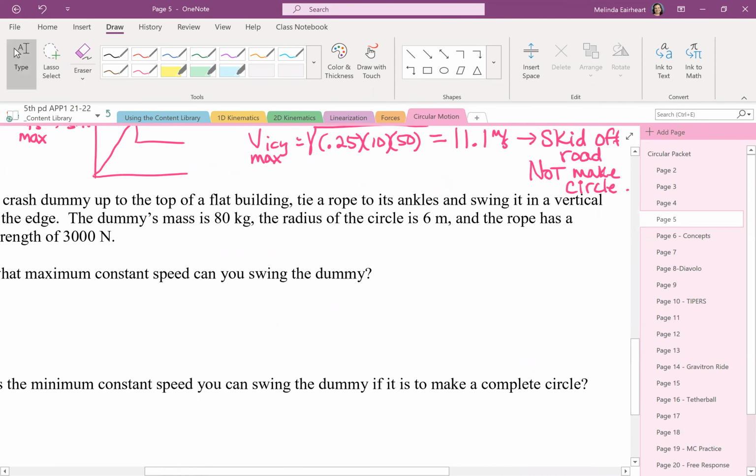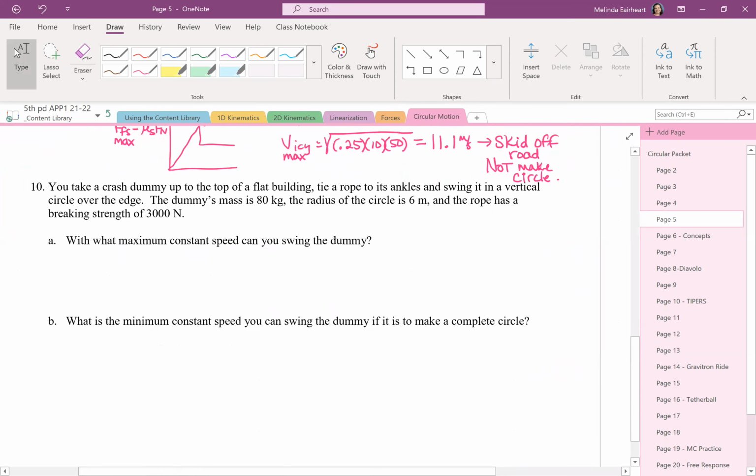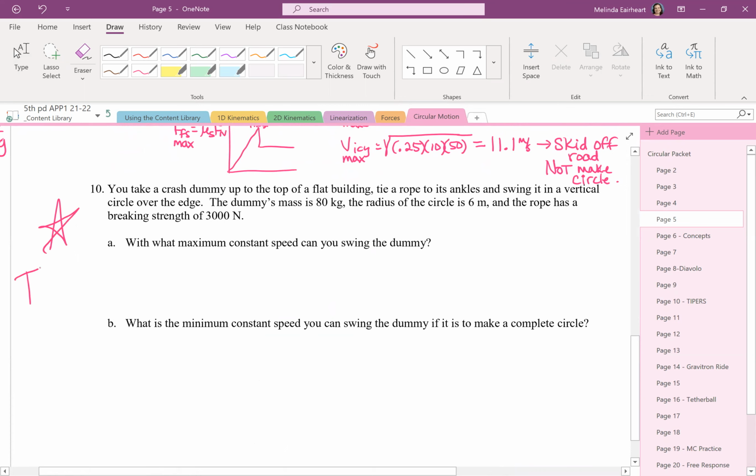Okay. Let's put y'all to the test. We got 10-ish minutes left before announcements if they come on. Let's see if y'all can work together on number 10. Just to give you a heads up, we're at the top of a flat building and we're going to tie a dummy to a rope and spin it around. Where's the physics? In a vertical circle. If you want to not hurt the crash test dummy, which has no life, right, if you want to make it more friendly, it's a ball on a string. But it's a vertical circle.